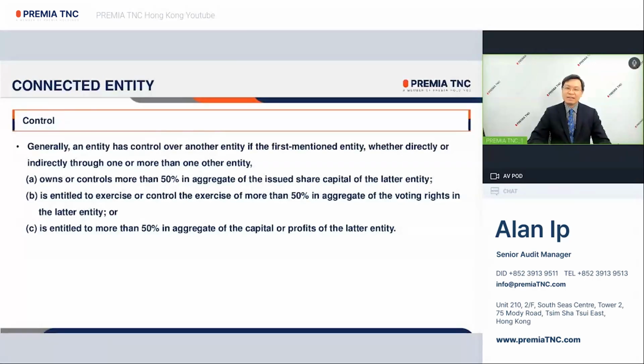Generally, an entity has control over another entity if the first-mentioned entity, whether directly or indirectly through one or more other entities, A, owns or controls more than 50% in aggregate of the issued share capital of the latter entity; B, is entitled to exercise or control the exercise of more than 50% in aggregate of the voting rights in the latter entity; or C, is entitled to more than 50% in aggregate of the capital or profits of the latter entity.